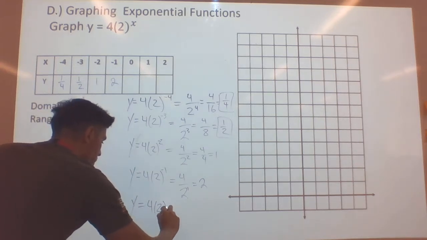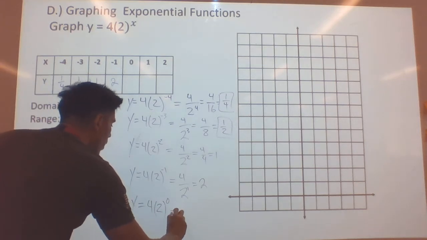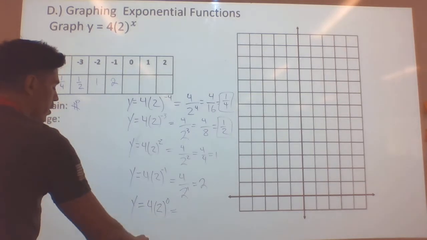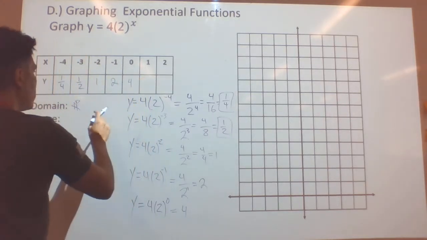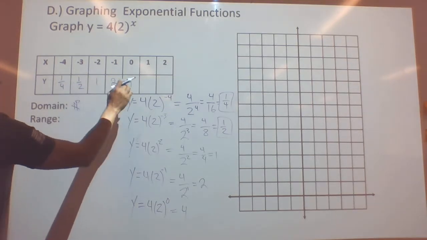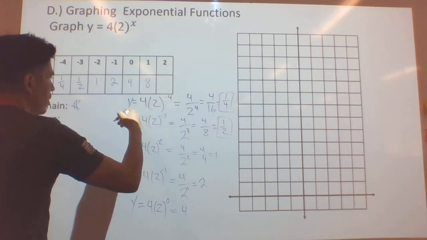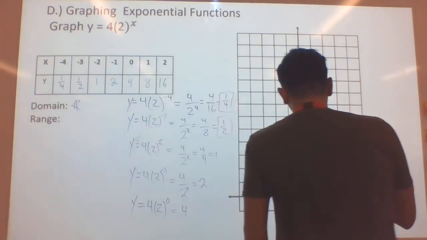4 times 2 raised to the 0 power. Anything raised to the 0 power is just 1. So 1 times 4 is just 4. So indeed, we are multiplying by a factor of 2. So what's 4 times 2? That's 8. What's 8 times 2? That's 16. Okay? So what we're going to do now is we're going to graph that.